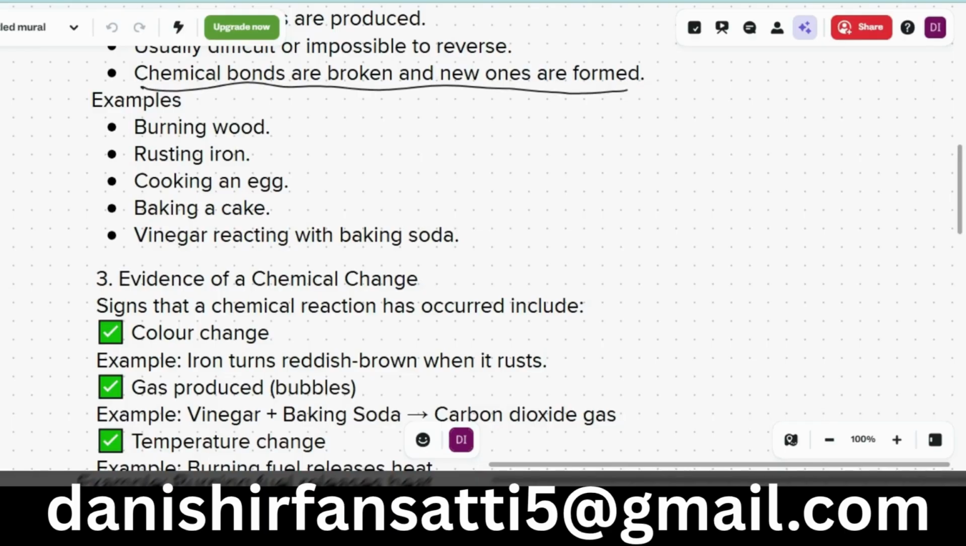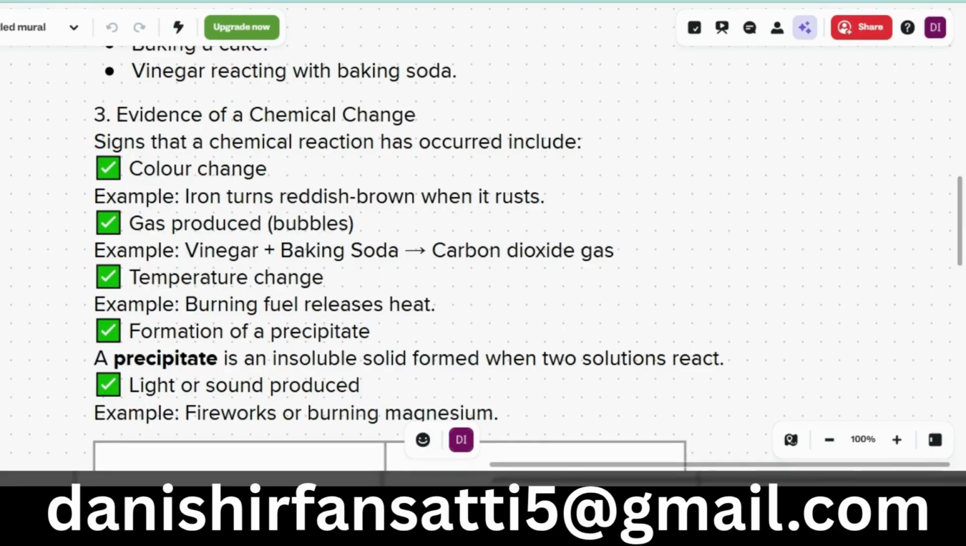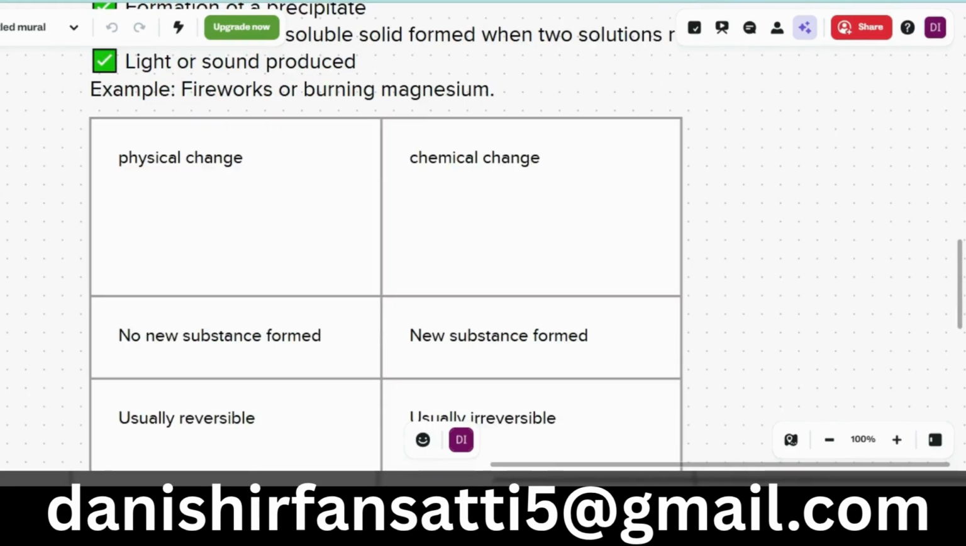Evidence of chemical change, signs that a chemical reaction has occurred. Color will change. Okay, iron turns reddish brown when it rusts. We can see it. Okay, and gas is produced. For example, vinegar plus baking soda, carbon dioxide will be produced. Burning fuel releases heat, or formation of a precipitate. A precipitate is an insoluble solid formed when two solutions react.